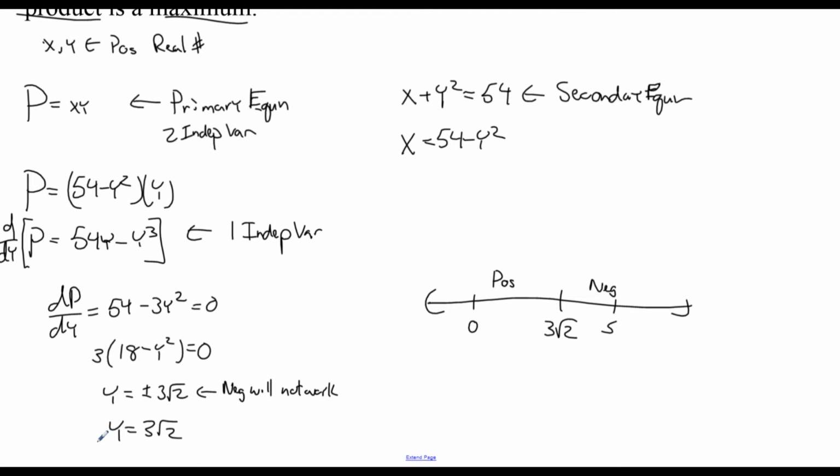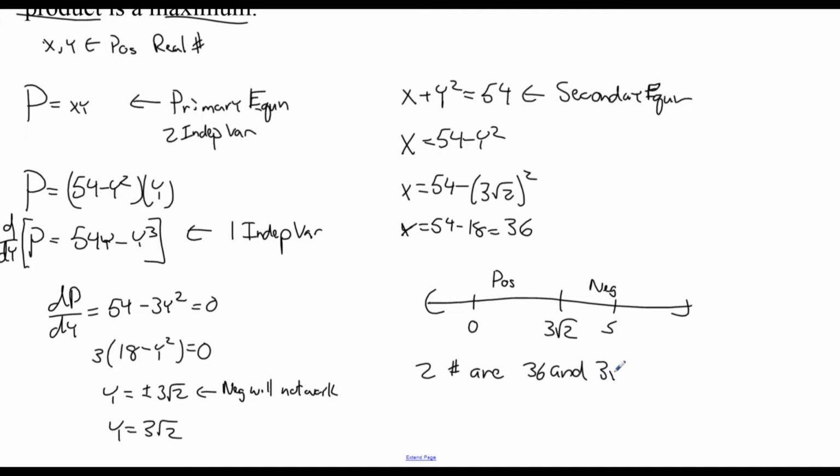Now this is the y value. To get my x value, x equals 54 minus 3 square root of 2 squared. Well, 3 squared is 9, square root of 2 squared is 2, 9 times 2 is 18, and so x equals 54 minus 18, which is 36. So my two numbers are 36 and 3 square root of 2. Those are my two values.